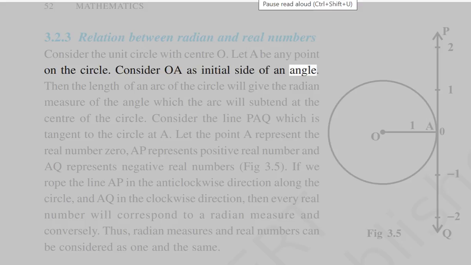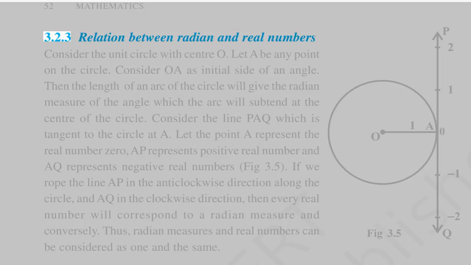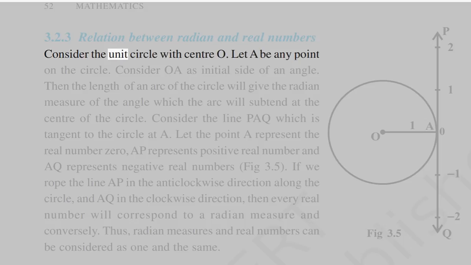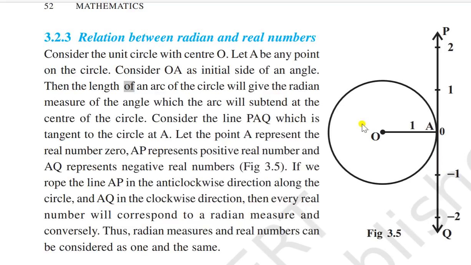Relation between radian and real numbers. Consider the unit circle with center O. Let A be any point on the circle. Consider OA as the initial side of an angle. Then the length of an arc of the circle. So OA is the initial side.